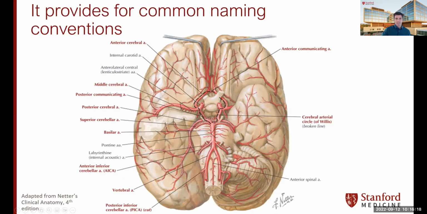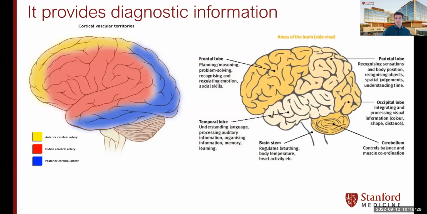So if you just know your anatomic positions, you've got 90% of your anatomy done right there, and you're able to communicate it relatively well. Beyond that, it also provides important diagnostic information. So in the cerebral cavity, we'll start with just the cerebral cavity. Strokes are a really good example.